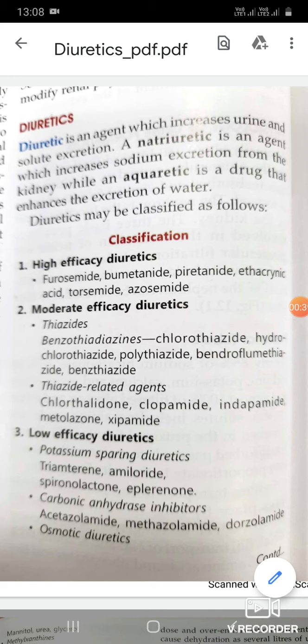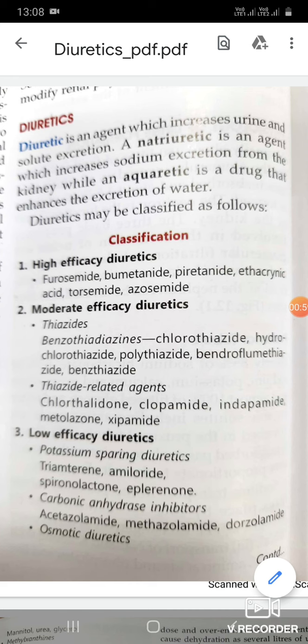Now, the diuretics are classified into four classes. The first is high efficacy diuretics, which includes loop diuretics, or we can say high ceiling diuretics. The examples are furosemide, bumetanide, piretanide, ethacrynic acid, torsemide, and azosemide.